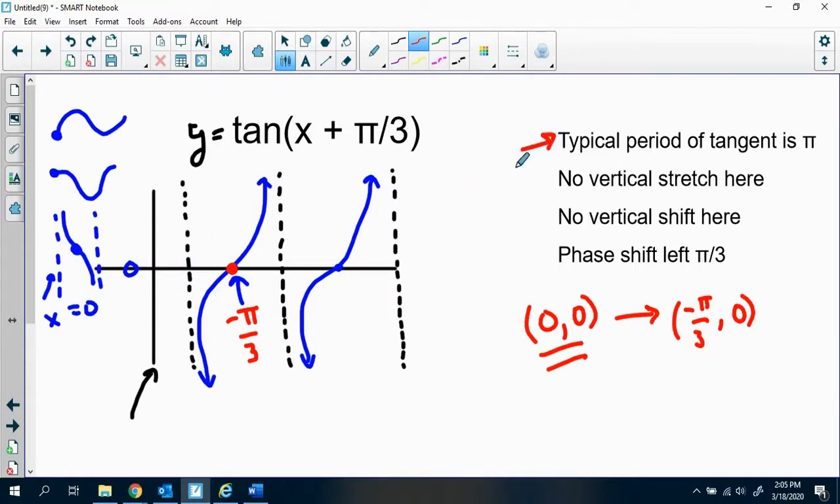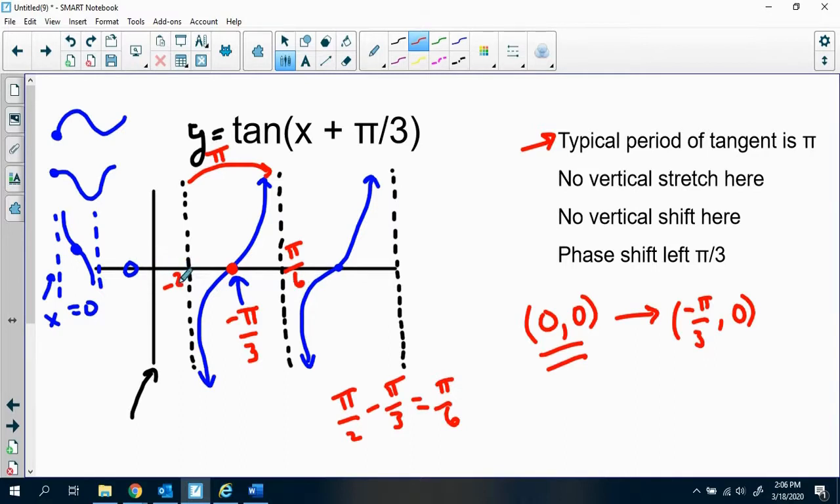So since the typical period of tangent is pi, that means from one asymptote to the other, the length has to be pi. So this is going to be, real quick mental math. If this is typically negative pi over 2 and this is pi over 2, that means I have to do pi over 2 minus pi over 3. I guess it's not mental math. So that's 3 pi over 6 minus 2 pi over 6. So this ends up being pi over 6 right here.